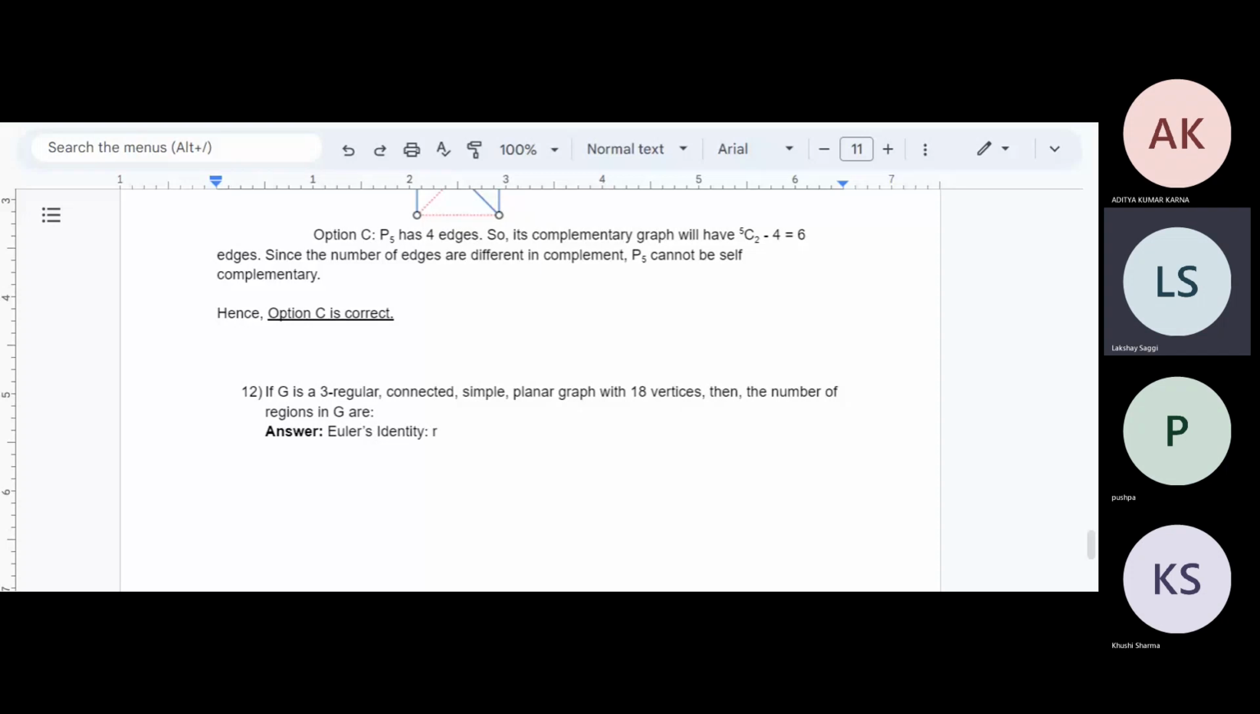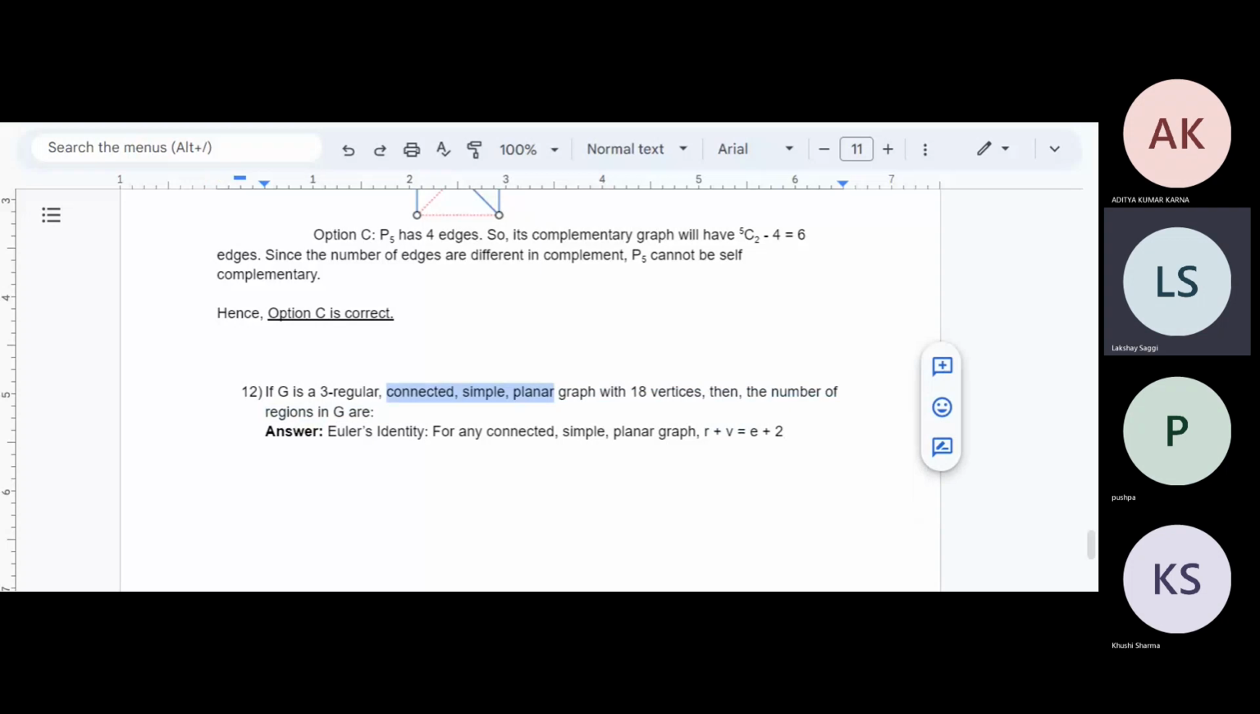It says that, let's say the number of regions is R, the number of vertices is V, and E is the number of edges, then R plus V is equal to E plus 2. This holds for any connected, simple, planar graph. The graph should be connected as well as simple. In that case, this statement holds. And we are given that the graph is connected, simple, and planar.